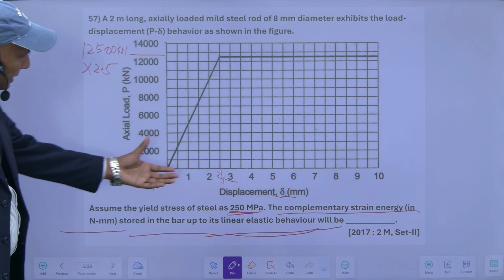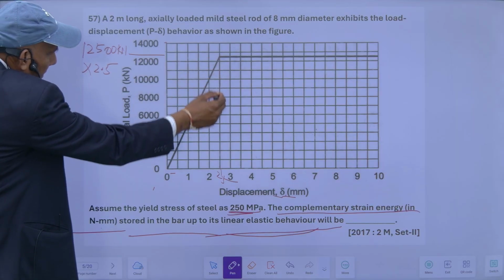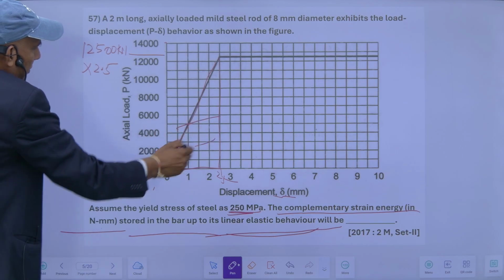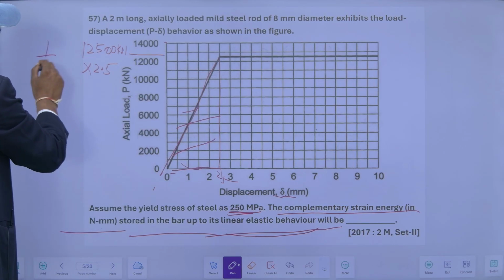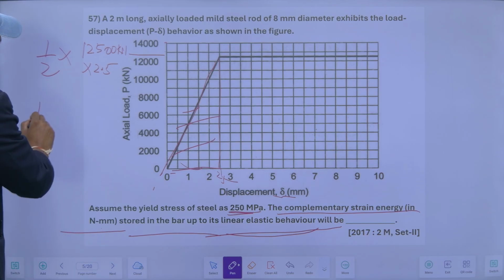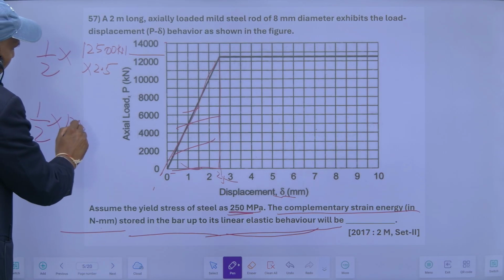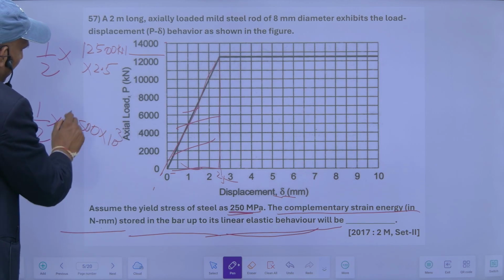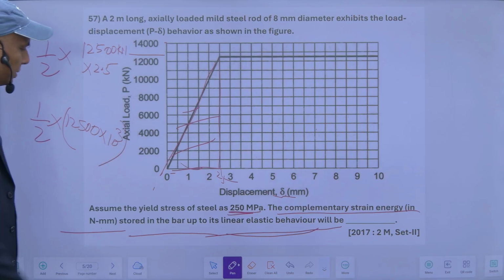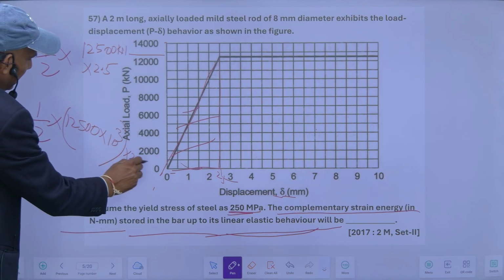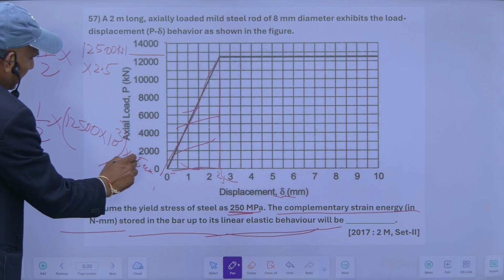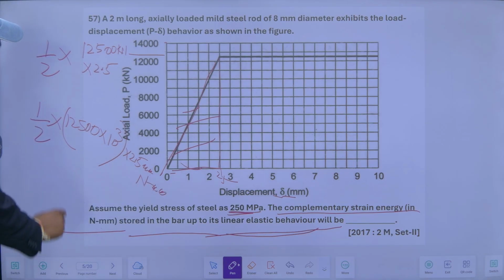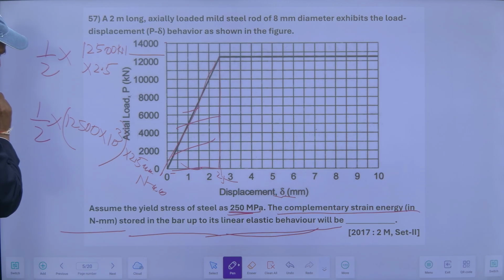So the area of this will be this side multiplied by this side into 1 by 2. So 1 by 2 into 12,500, this is in kilonewton. If I multiply it by 10 raised to the power of 3, it will be in Newton, into 2.5 mm. So this will give the value in Newton mm.